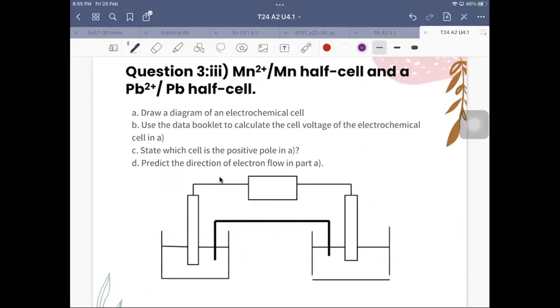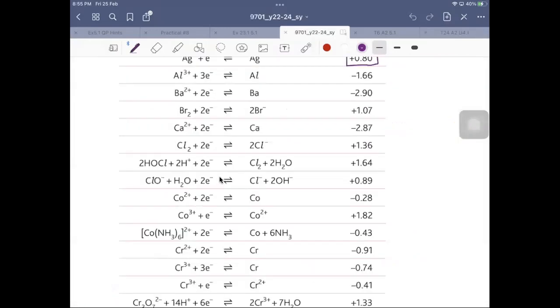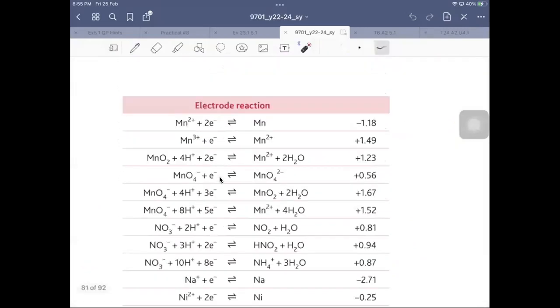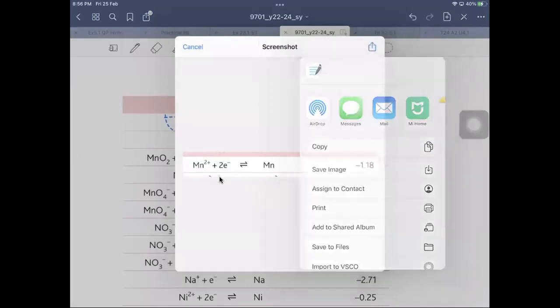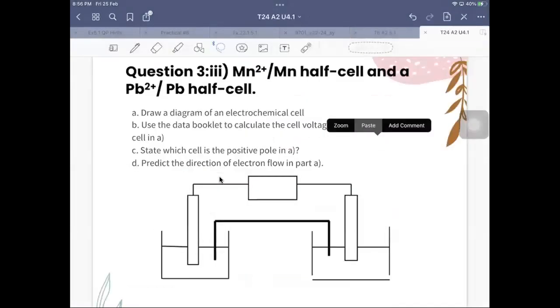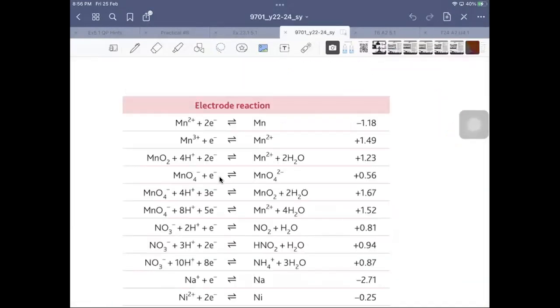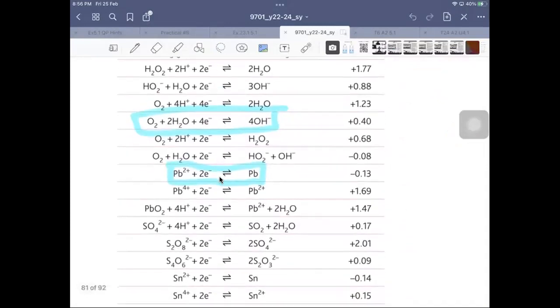So luckily we've already got a ready-made diagram. All we have to do is labeling, but we have to make sure that we've got the correct half cell. Manganese would be under M, so it is the Mn2 plus Mn half cell and nothing else. It's not the Mn2 plus Mn3 plus. So I just like to have everything on the same page so I don't have to keep on flipping pages. The other one would be the Pb2 plus and Pb half cell, which we have here.